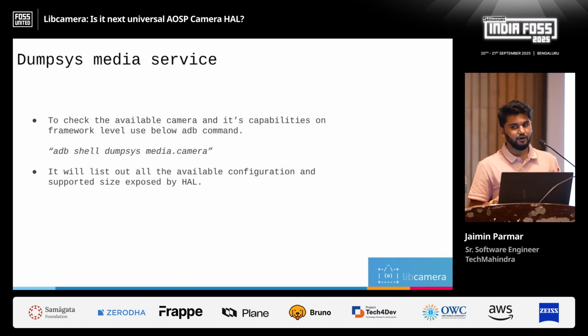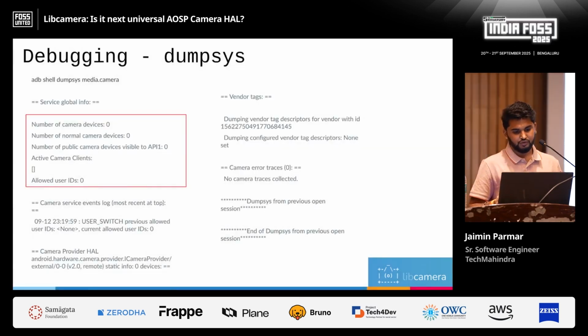From the Android point of view, I'm using dumpsys media.camera. This is just a code snippet. Suppose Libcamera works underneath, but something goes wrong in the camera HAL and it is not able to add the camera to the upper framework layer. If you run dumpsys, you can see there is no camera. It shows the camera devices available for the clients.